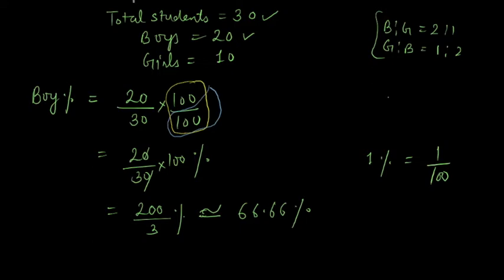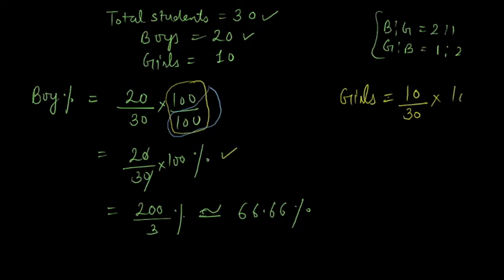Now similarly, if I want to calculate the percentage of the girls in the classroom, let's pick girls percentage. How many are there? 10 out of 30. And now since you are clear that it is 100 by 100 and we are converting, we can apply it directly. 100%. So again you cancel it, you get 100 by 3, which will be approximately 33.33%. So this is how we have represented the count of boys and girls in the form of percentage and in the form of ratios. So this was your first topic.